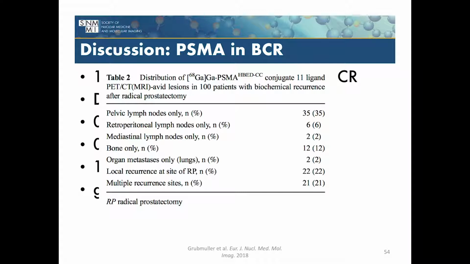So where are these things normally found? Many of them are going to be places you're going to be very much expecting, like pelvic lymph nodes, retroperitoneal lymph nodes, or bones. You do have some surprising findings of solitary recurrences in the lungs, mediastinal lymph nodes, and things like that. So there are surprising findings that come out of these sometimes.